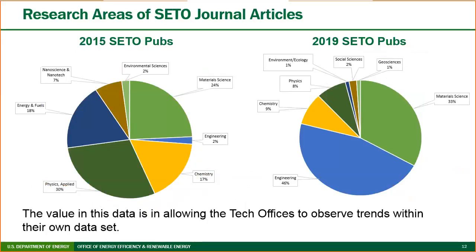Now, if we take a look at the research areas of solar's publications during the same time period, we see a dramatic increase in engineering from 2% in 2015 to 46% in 2019. Compare the small sliver of blue on the left to the supersized slice on the right. These data points can be used by the tech offices to determine if these results align with their programmatic goals.